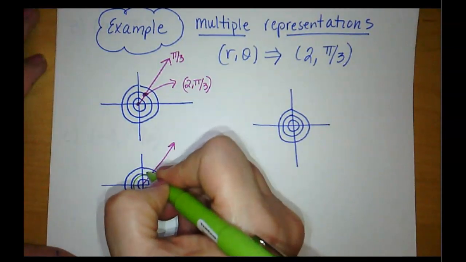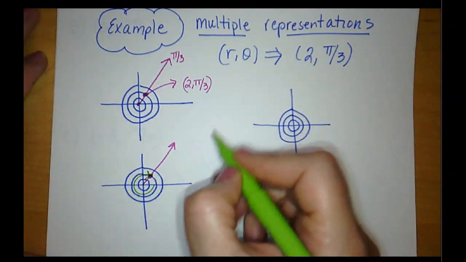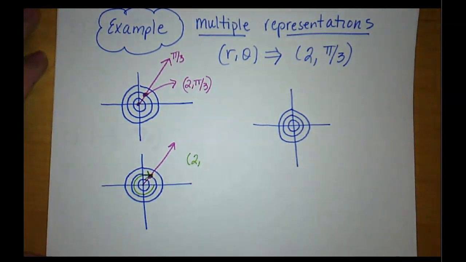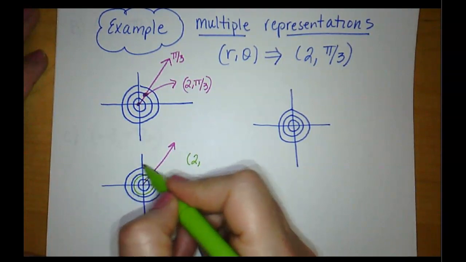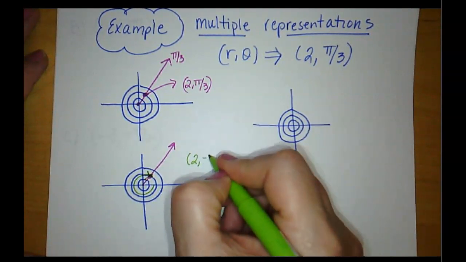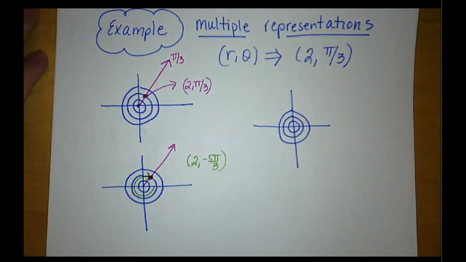So if I'm traveling this way, I'm going in the negative direction, so I'm still plotting 2 rings out, so that's going to be 2, but then it's not just to here, which is positive 3 now, it's all the way around here, which would be negative 5 pi over 3. So that's a second way that you could name that exact same point.